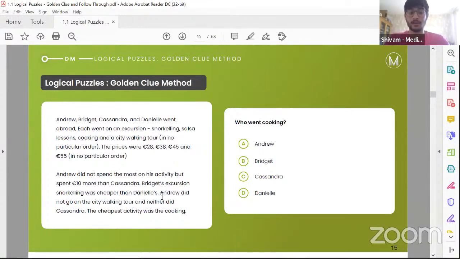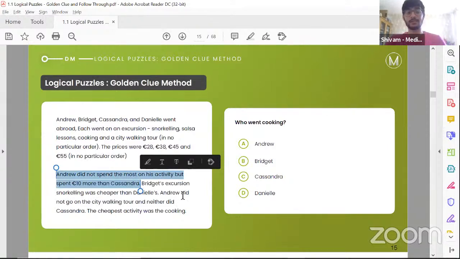Now, I've identified my golden clue. Now I'm going to read from the start. Andrew did not spend the most on his activity, but spent 10 euros more than Cassandra. I'm just going to highlight it here for you guys. Andrew did not spend the most on his activity, but spent 10 euros more than Cassandra.